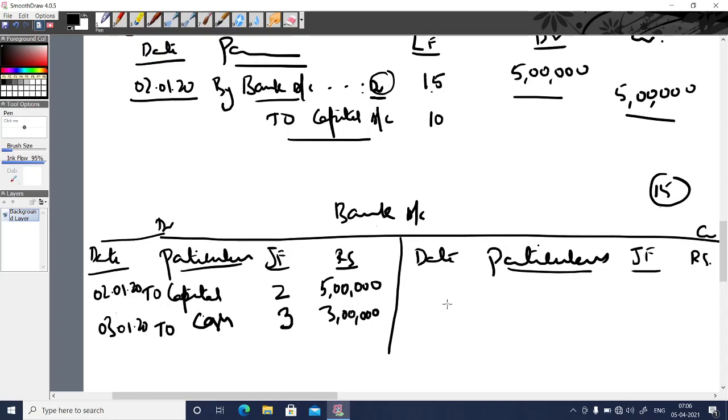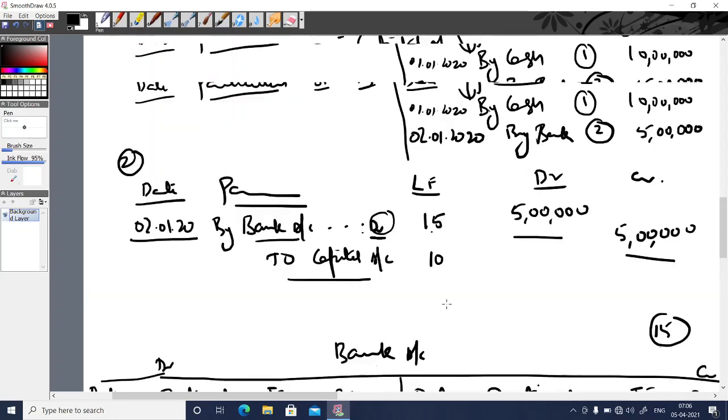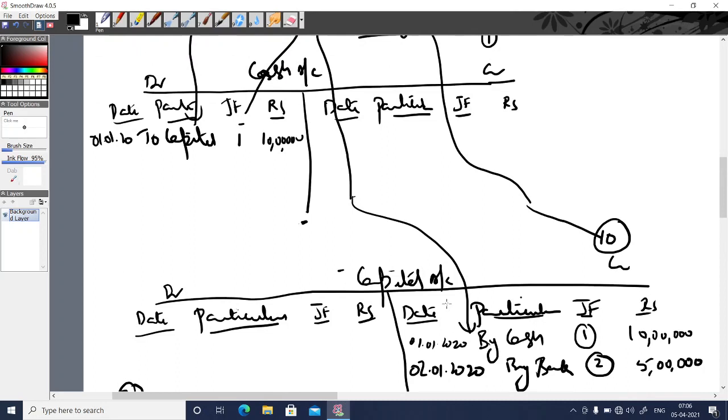So I've completed the debit aspect of the entry. Now I have to go to the cash account. I'll write in the date column 3rd January 20. I'll write here "by bank", JF number 3, rupees 3 lakhs. So this is how I post the journal entries in the ledger. I'll show you some more postings in the future lectures.